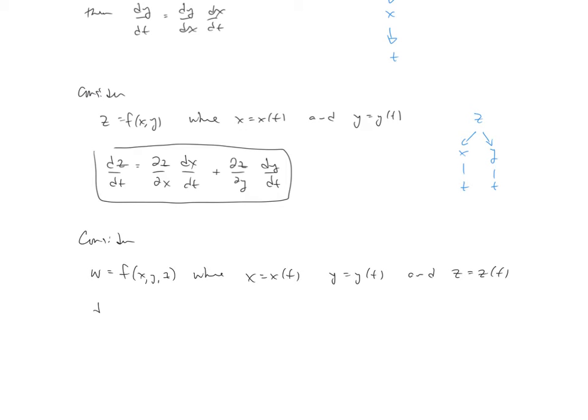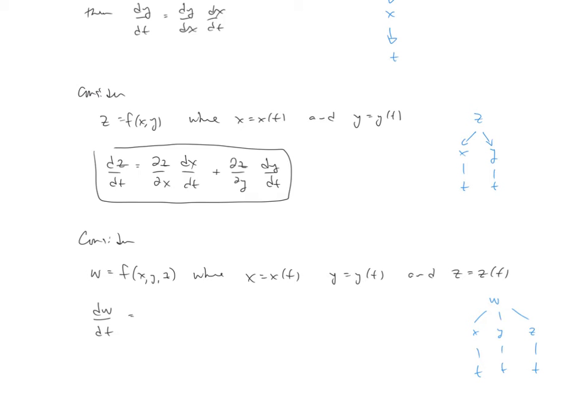Let's suppose now we want dw/dt. So let's set up a similar diagram. We know that w is going to go to either x, y, or z. W is a function of x, y, and z. X is going to go to t, y is going to go to t, z is going to go to t. So we're going to have a t, and a t.